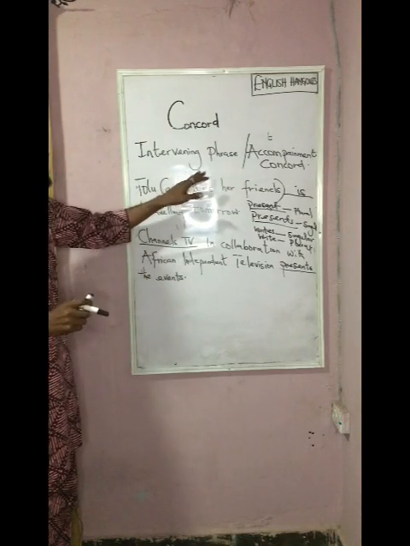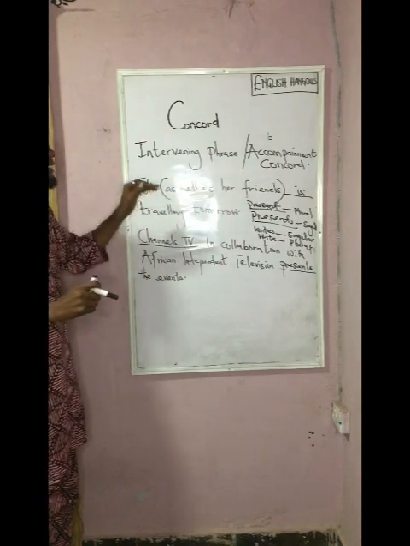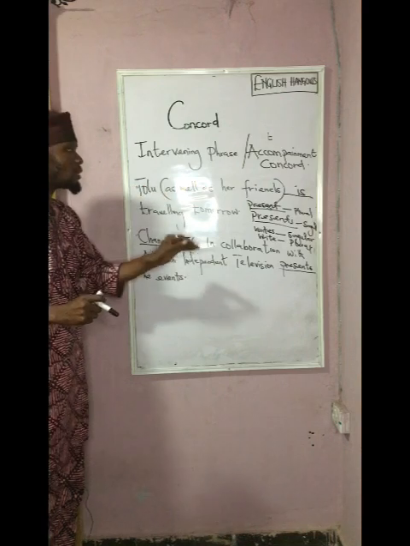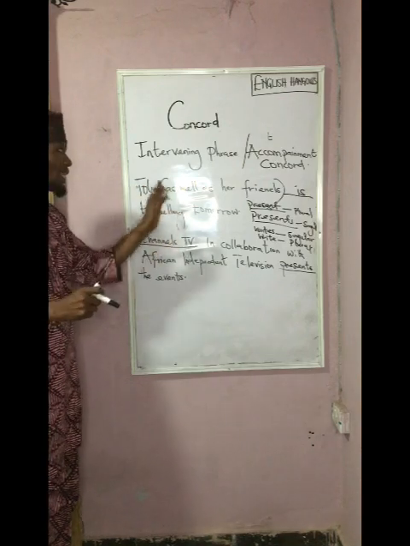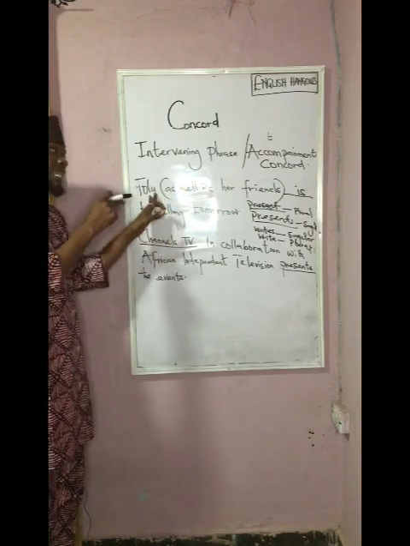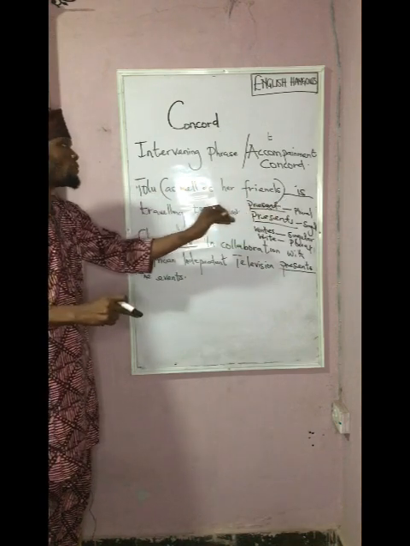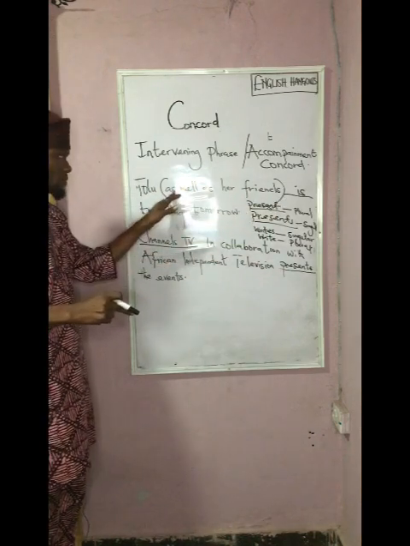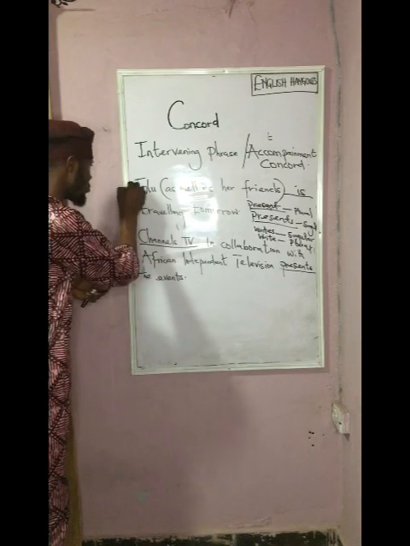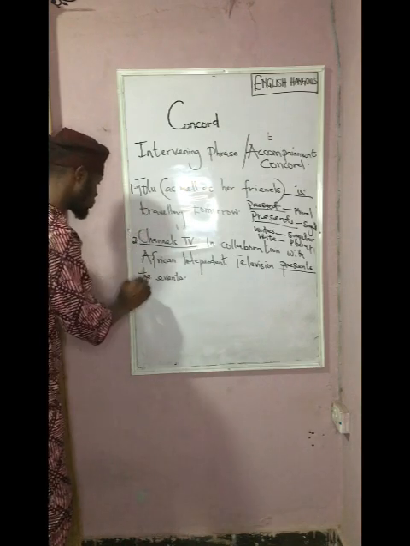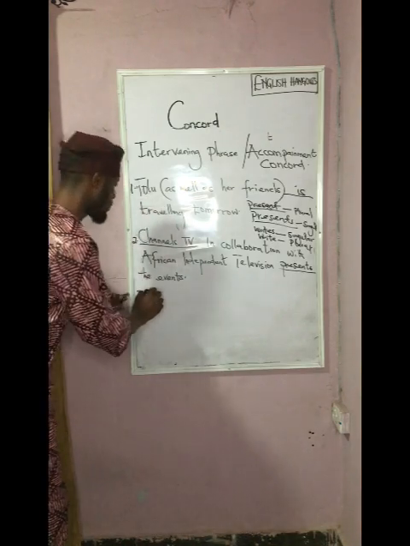Therefore, what this rule states is that if there is to be a choice of verb, whether singular or plural, the first subject in that sentence will dictate the appropriate verb that will complete that sentence. Example 1, example 2, example 3.